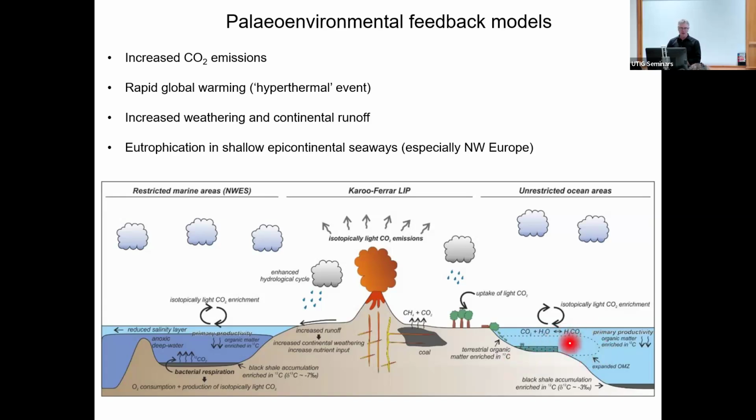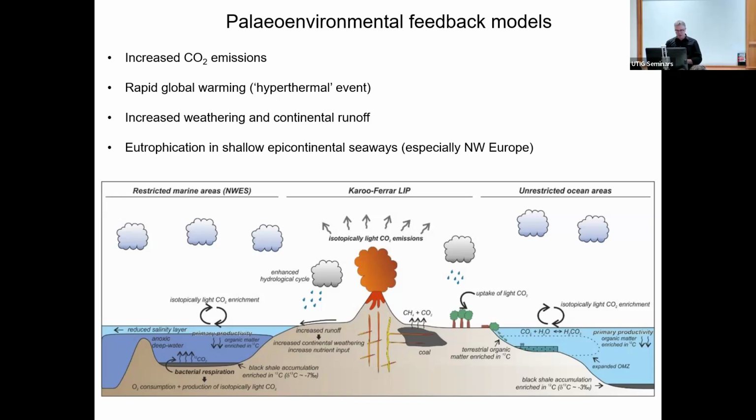So for those to increase, and therefore for organic rich material to be deposited on the sea floor at the time. And of course, because this is impacting the atmosphere, light carbon is being taken up by terrestrial plants as well, which explains why you see this global carbon isotope excursion signal both in the terrestrial and marine realm at the same time.